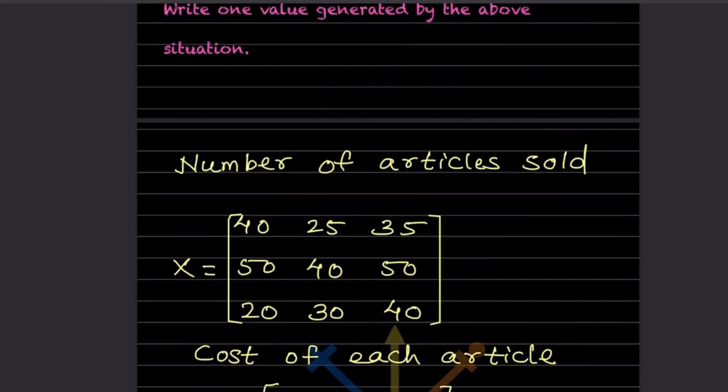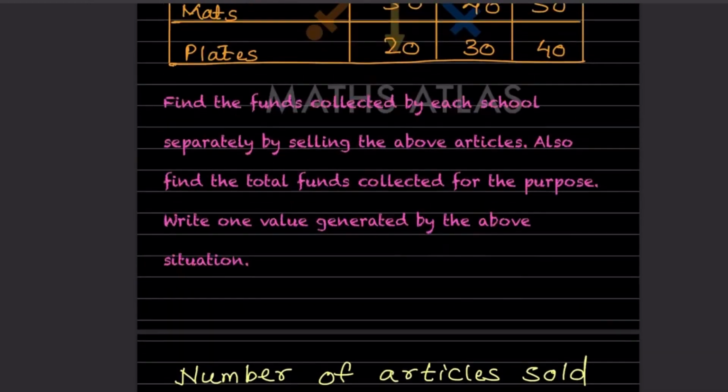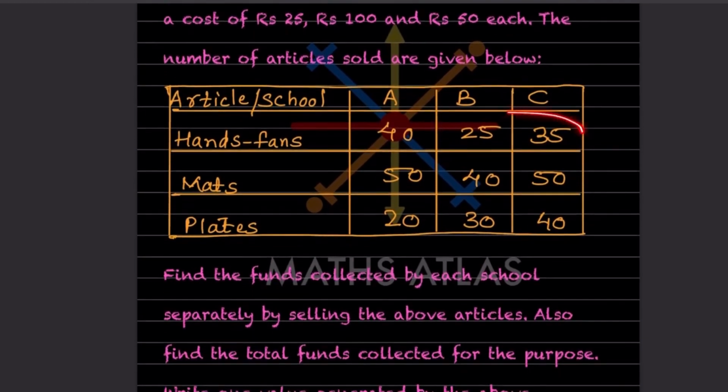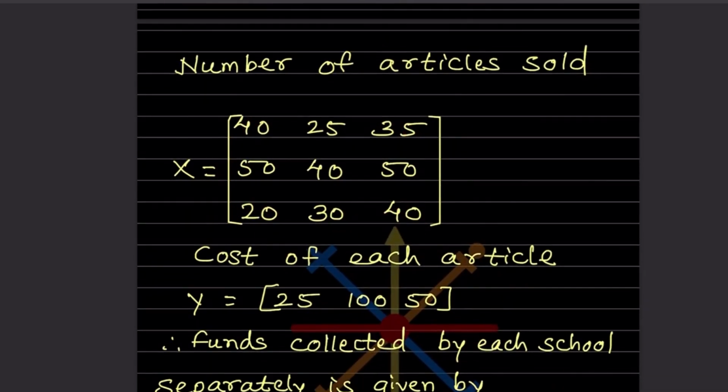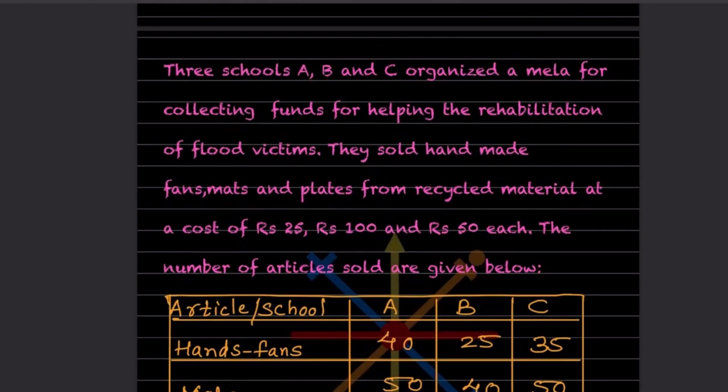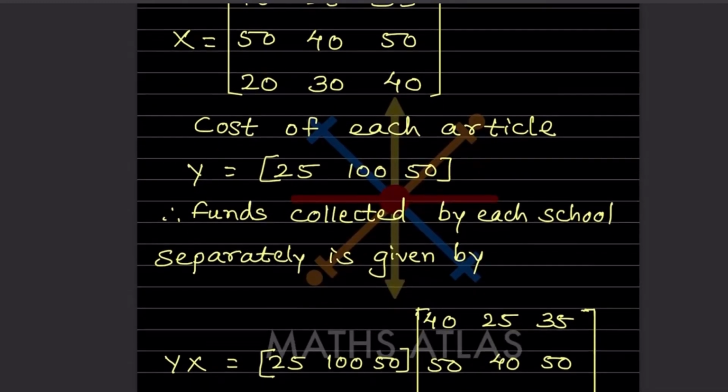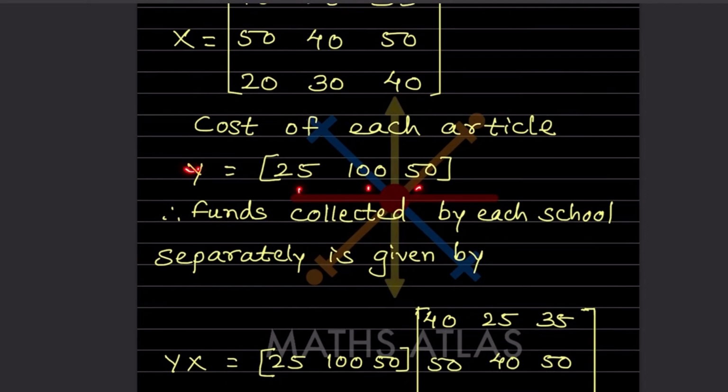So the number of articles sold, we can just take it as X. You can see this from the table. The same thing we wrote in matrix form over here. The cost of one article is given. So what is the cost given? 2550. So here we can write 2450, that is Y, is equal to this one.